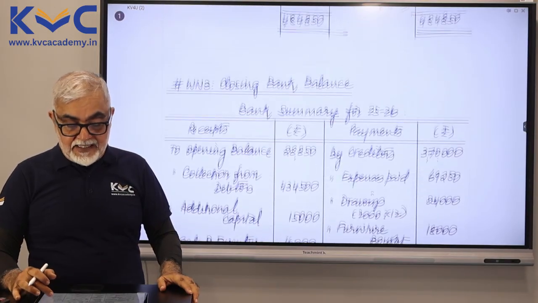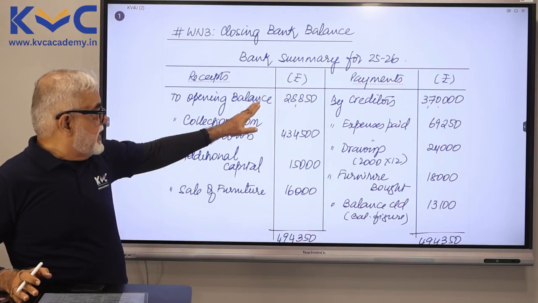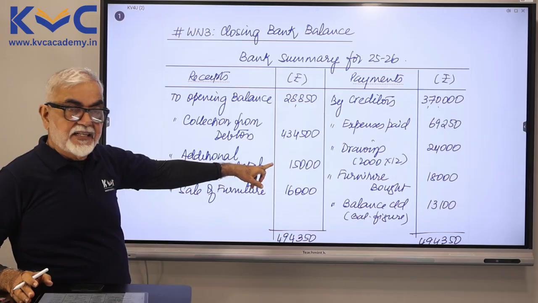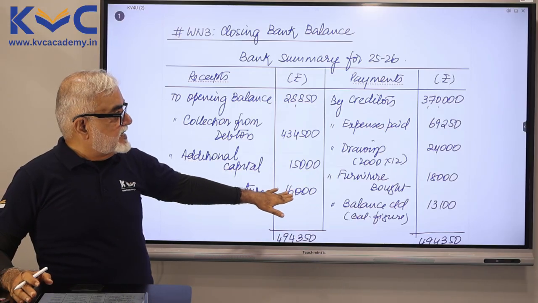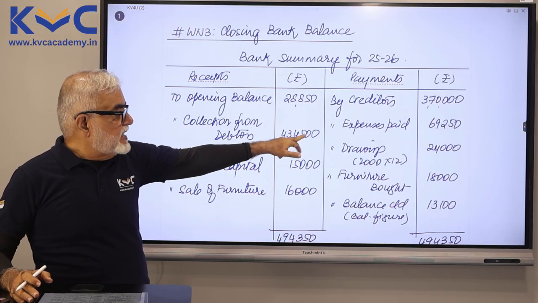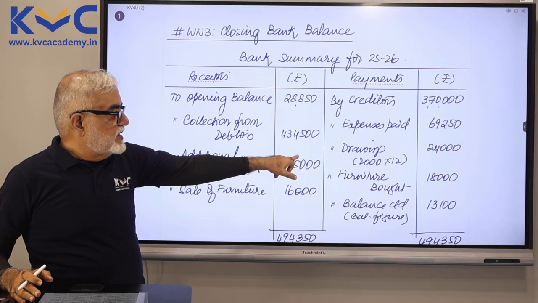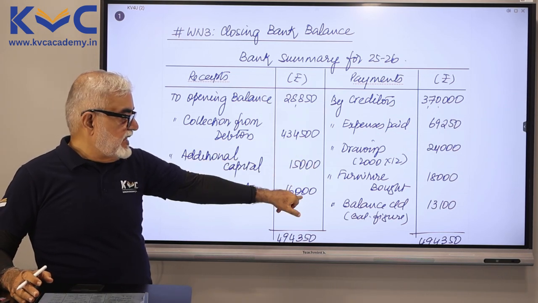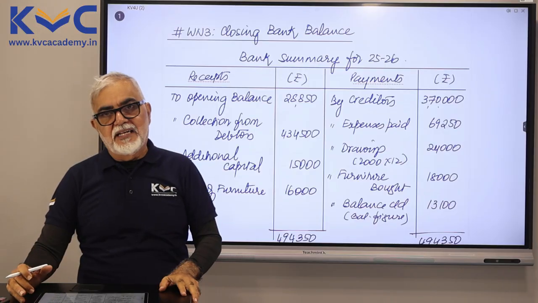What about bank balance? I prepared a bank summary. Opening balance is given. Collection from debtors is given. Additional capital introduced is given. And sale of furniture is given. Then there are payments to creditors, expenses paid, drawings 2,000 per month, furniture bought, and therefore the balancing figure is the closing balance of bank.